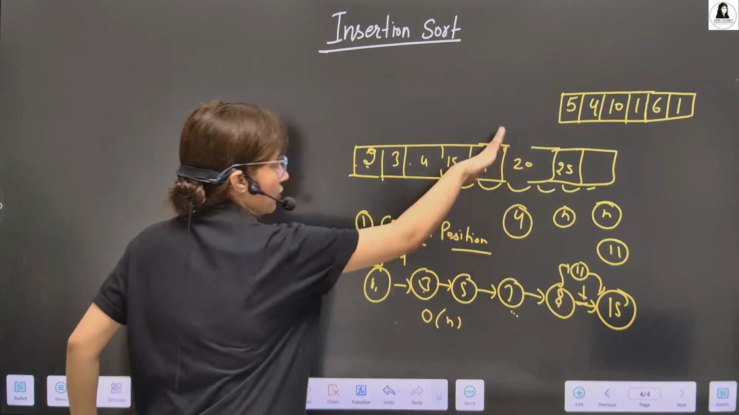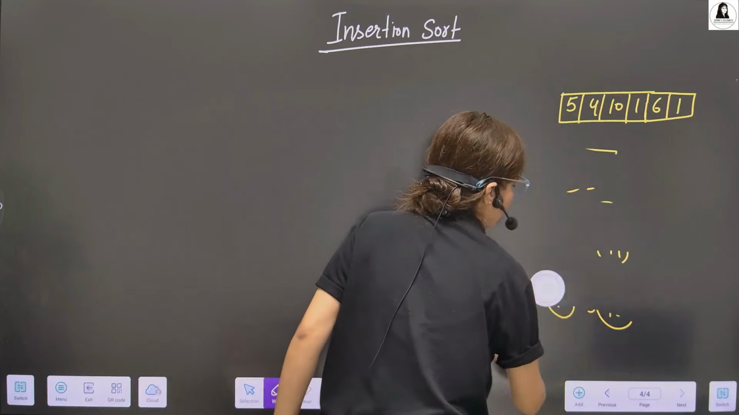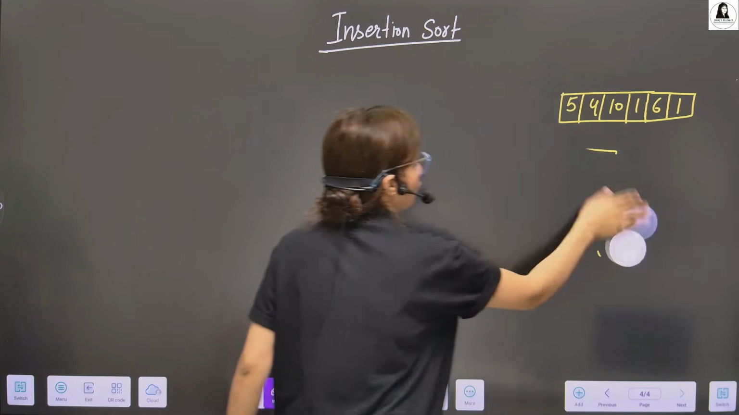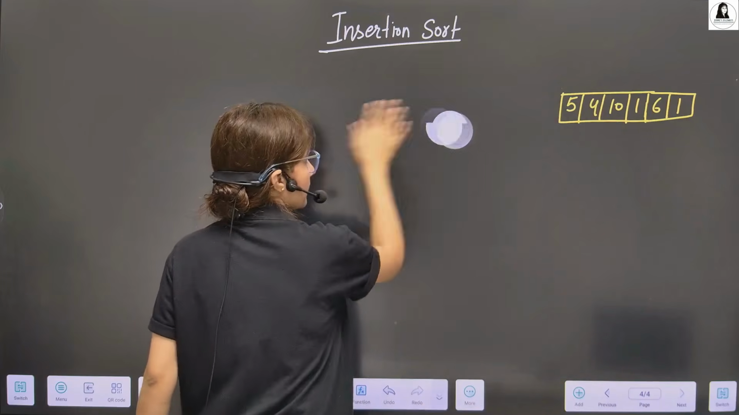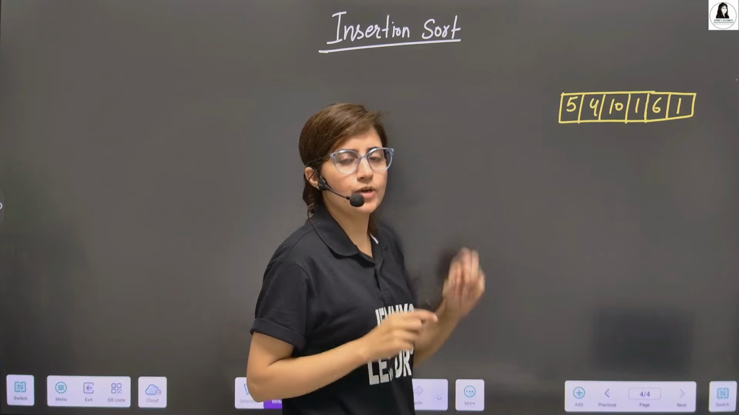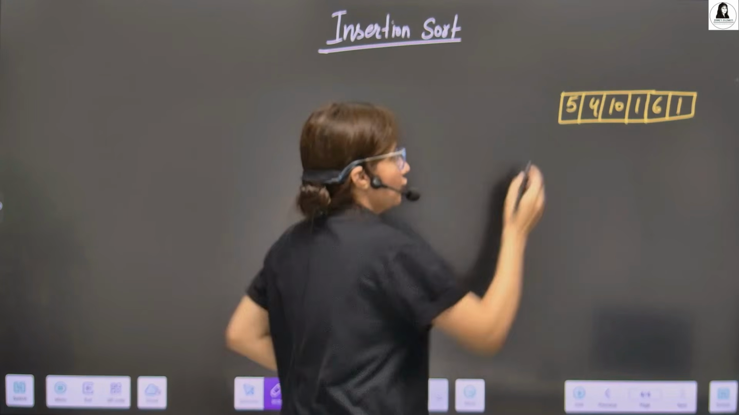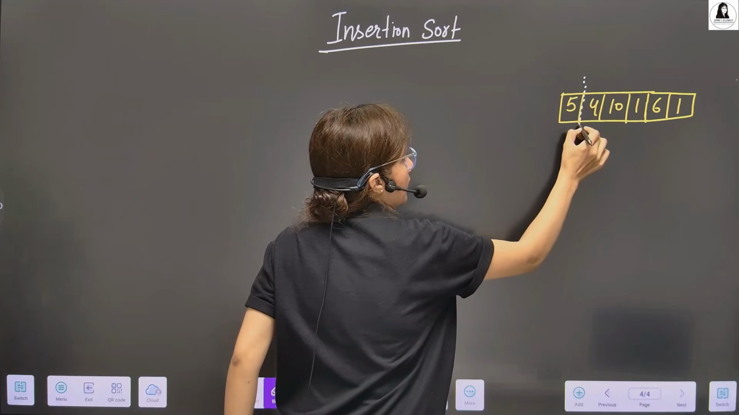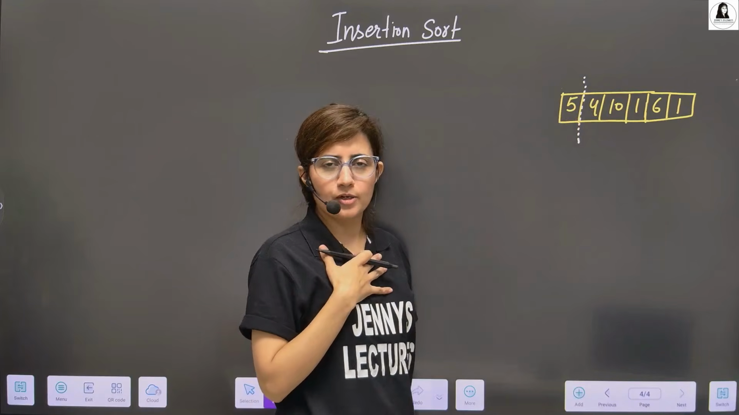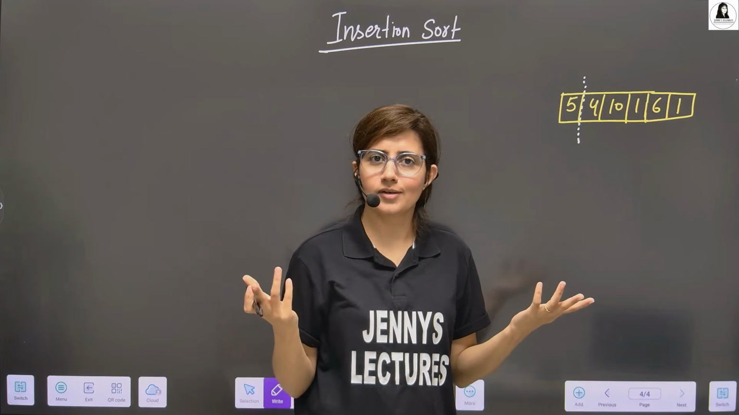How do we apply this process here? See, suppose this array is given to you. Here you don't need to find out the correct position. We have to sort it in ascending order, right? So we start from the second element. We divide this given array into two portions, sorted and unsorted. First, we have only one element. If you have only one element, that is sorted. No need to do any sorting.